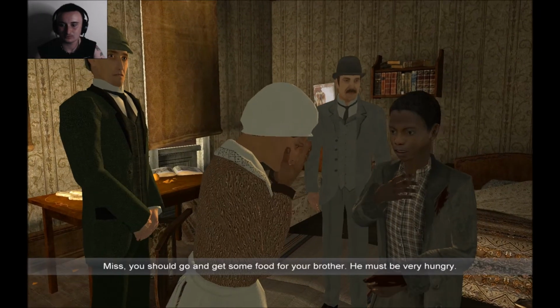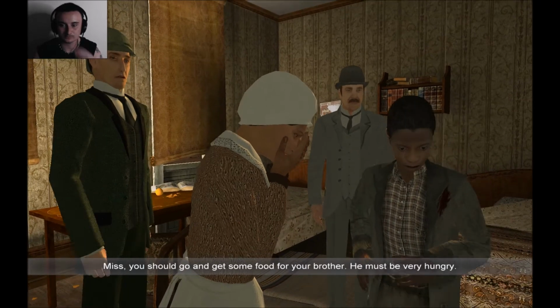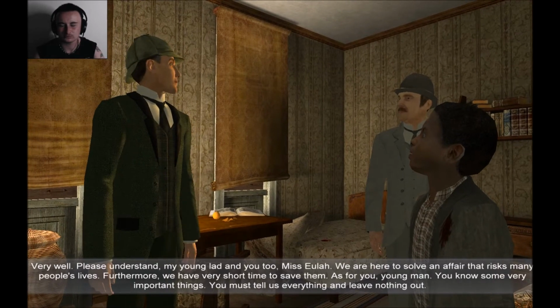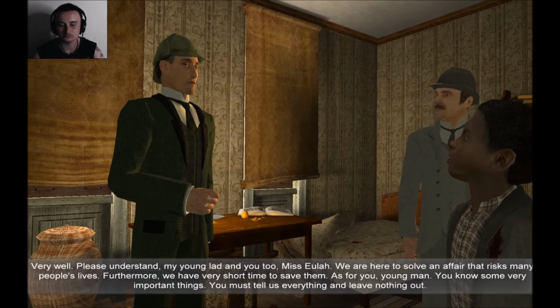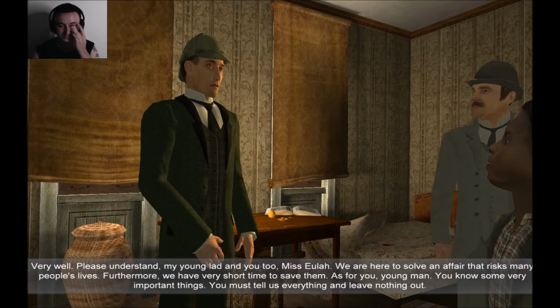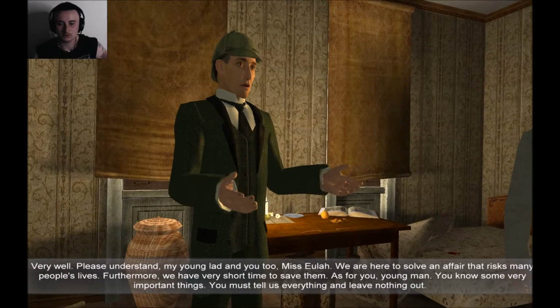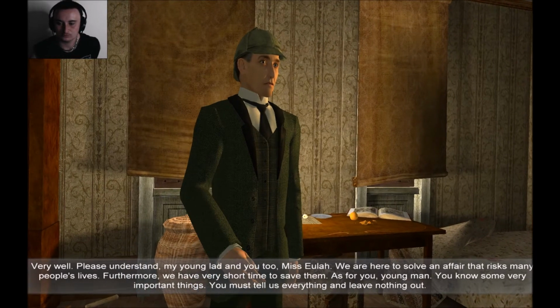Miss, you should go and get some food for your brother. He must be very hungry. Have you finished, Watson? Well, yes. Very well. Please understand, my young lad, and you too, Miss Eula. We are here to solve an affair that risks many people's lives. Furthermore, we have very short time to save them.